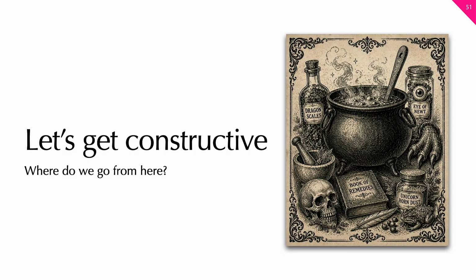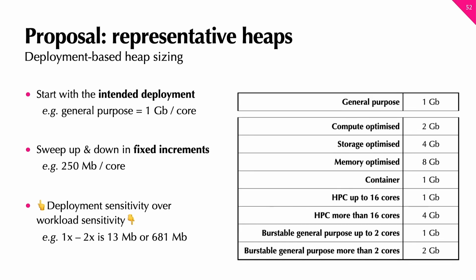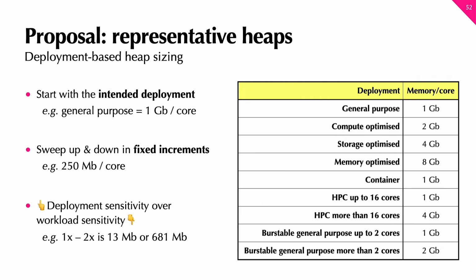Okay, so let's get a little bit constructive. Where do we go from here? Well, I think a first thing we should do is not use the minimum heap size methodology. We should instead use something that I would like to call representative heap. So we start with deployment-based heap sizing instead of workload-based heap sizing. We look at the systems for which we are building these GCs out there, and then we start from there.